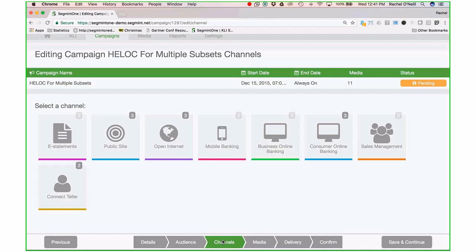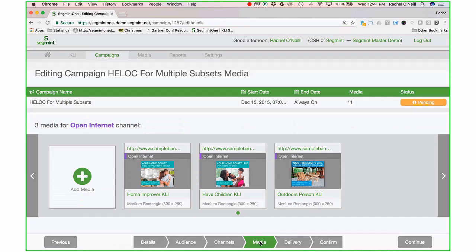So no more buying millions of impressions. We're truly delivering that message just to him as that page loads. So that's the open internet channel. We can deliver to mobile banking, online banking, sales management, teller, a variety of different channels. Anywhere where you see a number affiliated above it, that means they have media affiliated with that campaign. So I'll jump to one that has one. I'm going to go to the open internet, and now I'll see the actual creative that they've got uploaded for this campaign, for the messaging that they're going to deliver.